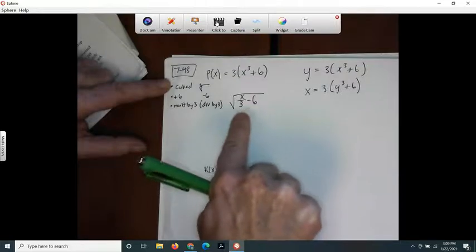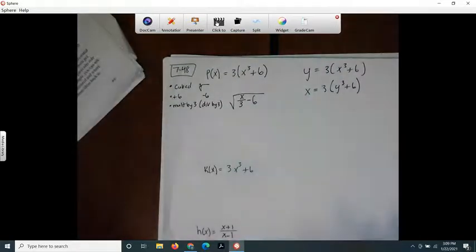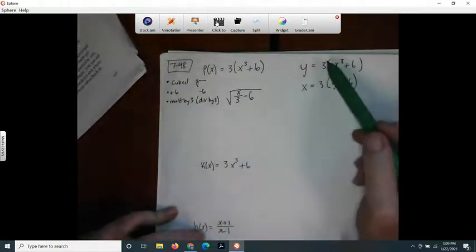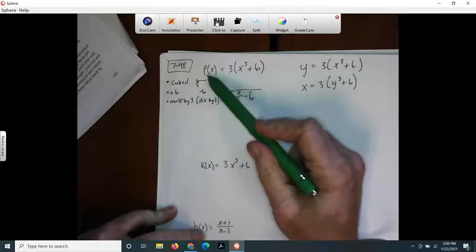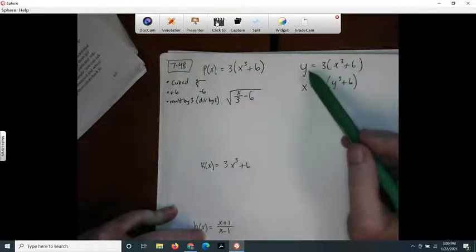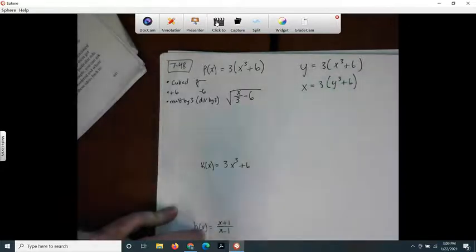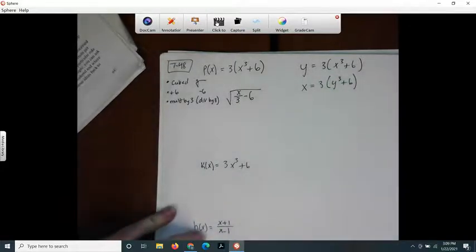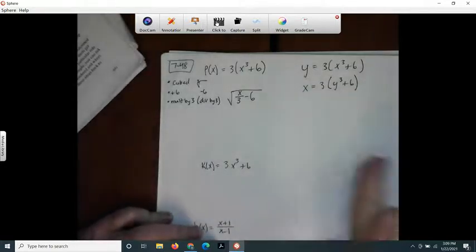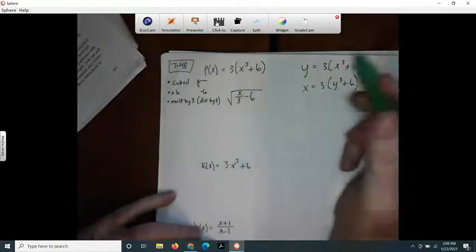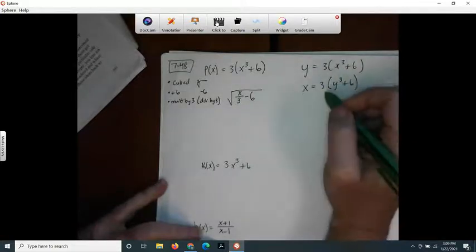All I did is I just wrote it down, and I used Y instead of P of X, and then I'm going to swap my X and my Y. I just let them change places, because we know on inverses, we've seen on graphs and tables that the X and Y are just reversed. So then I'm just going to do algebra to try to get the Y by itself. So first it looks like I would have to divide both sides by 3. So I got X over 3.